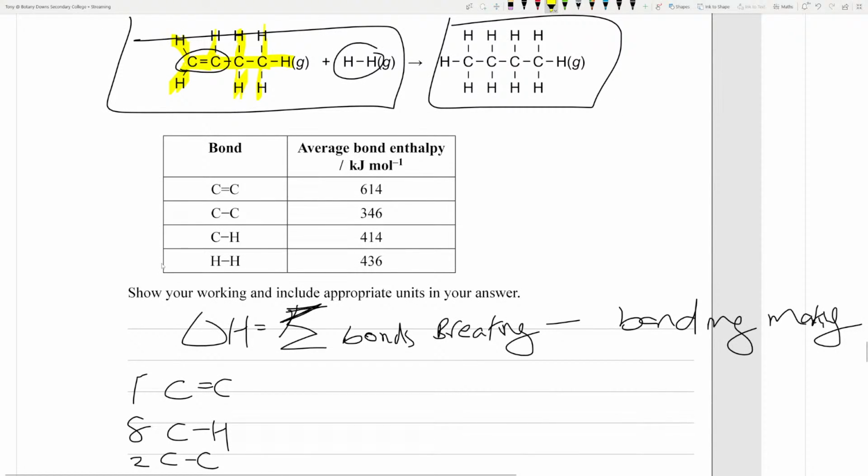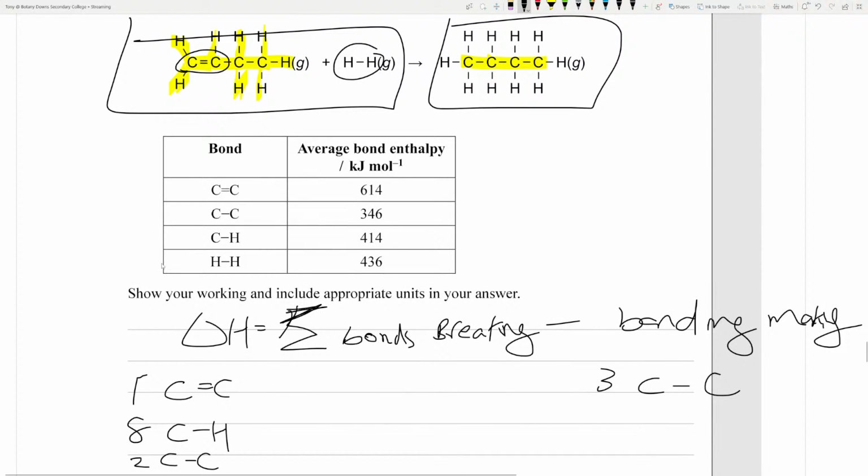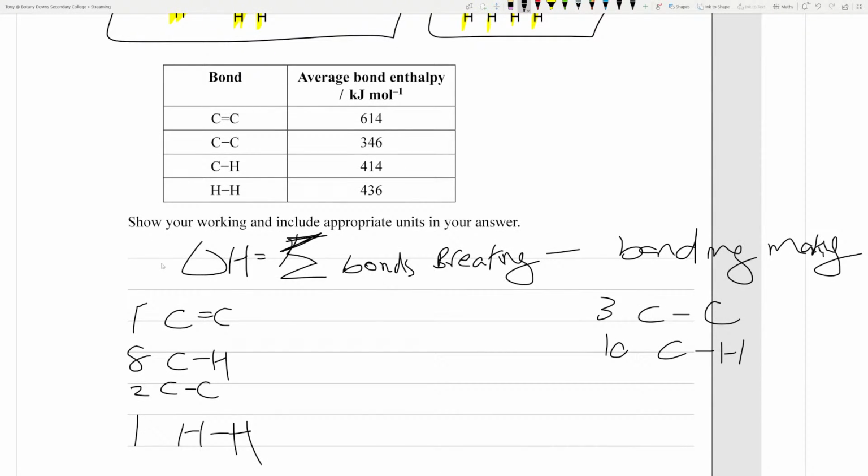All right, let's look at this. On this side, we made 1 CC, 2 CC, 3 CC bonds. So we made 3 CC bonds. And then let's count the CHs. 1, 2, 3, 4, 5, 6, 7, 8, 9, 10. So you can see the benefit of bringing a highlighter to the exam. So that's your bonds breaking minus bonds making.